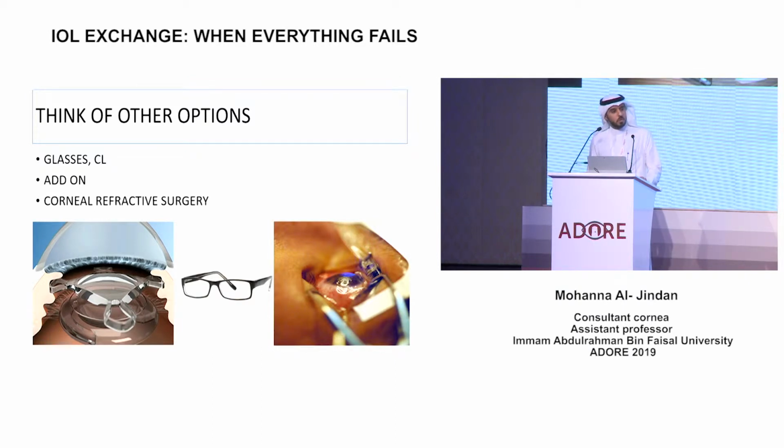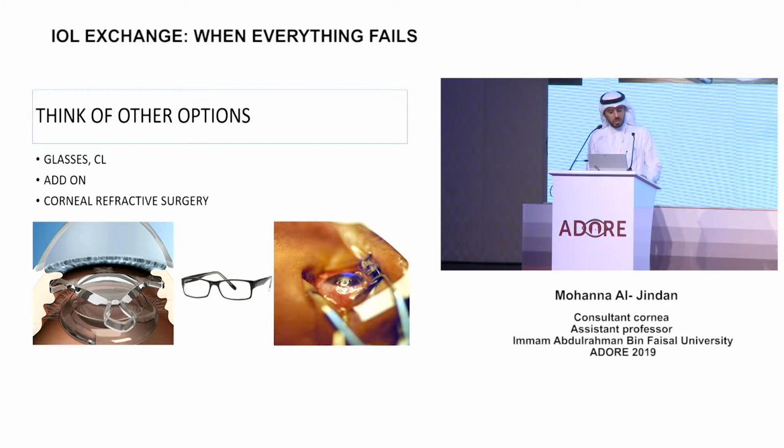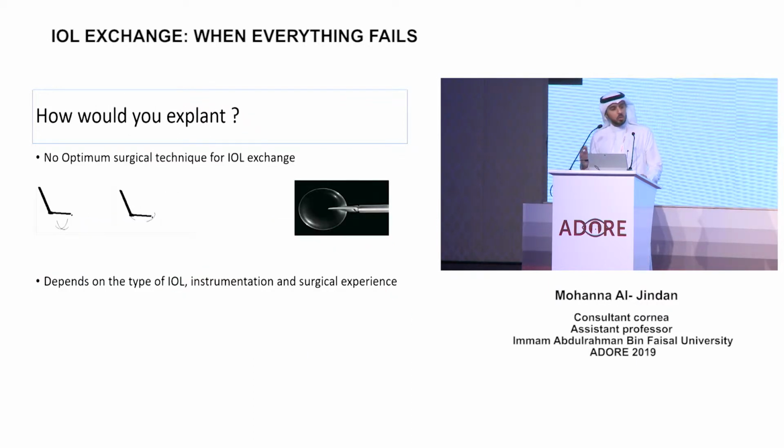Can we fit the patient with glasses or contact lens? Can we implant an add-on like a Sulcoflex or other IOL which can be implanted in the sulcus in a pseudophakic patient? Or can we do only a corneal refractive surgery rather than exchanging the IOL? If we are left with the IOL exchange, how would we exchange the IOL?